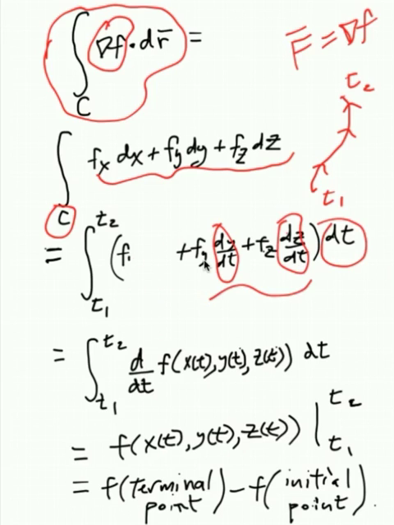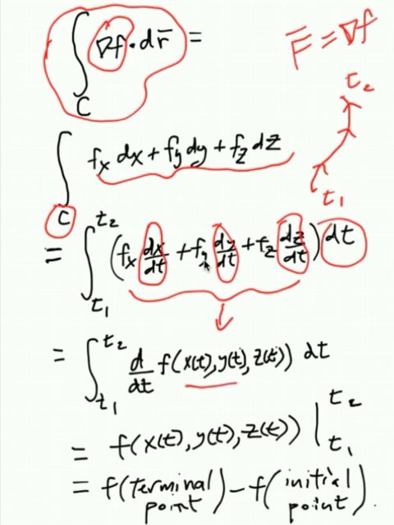You should be familiar with expressions of these types. Does that recall the chain rule too? I hope it does. This would be the integral from t1 to t2. This expression right here, if you think about it from the chain rule, is the derivative of f evaluated at x of t, y of t, z of t.